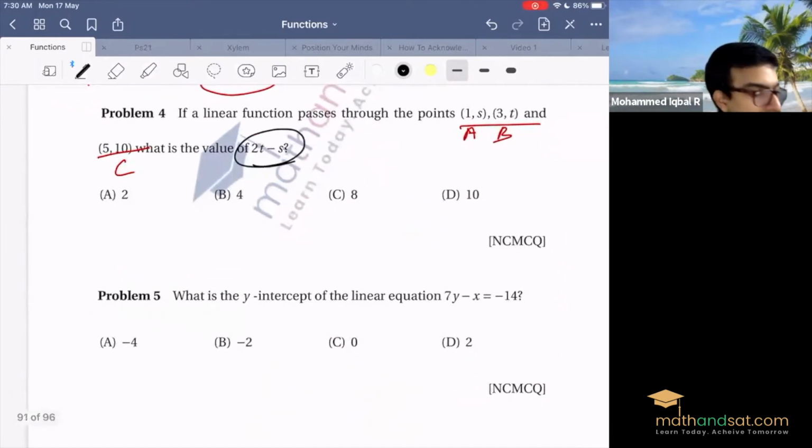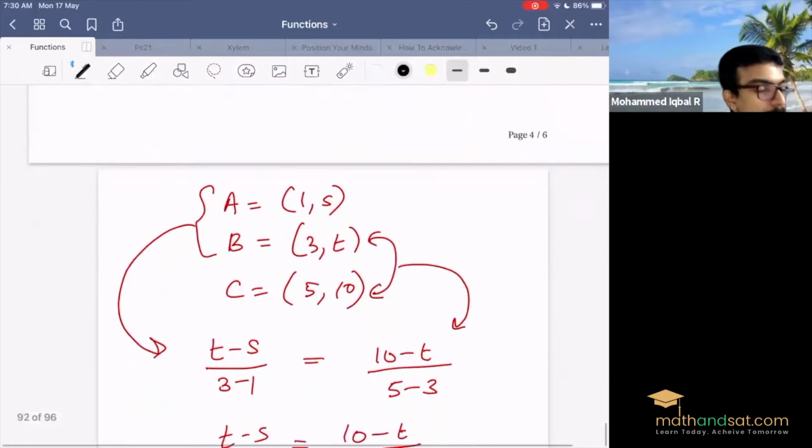What is the y-intercept of the linear equation 7y minus x is equal to minus 14? To find the y-intercept, you have to find the point on the y-axis. So on the y-axis, x is 0. Put x is equal to 0. Your y value comes out to be minus 2, right? Minus 2 is the answer. Next question.